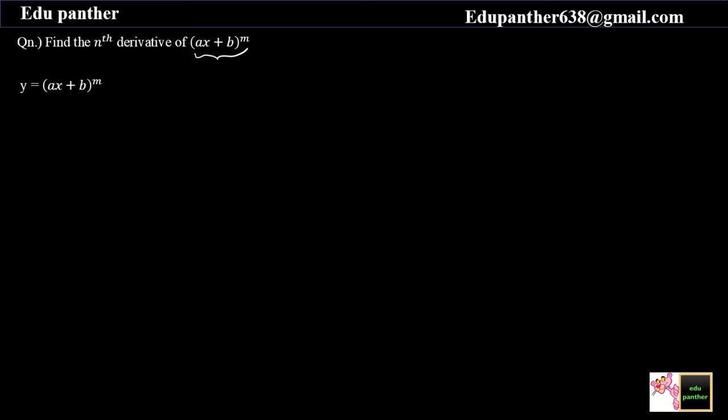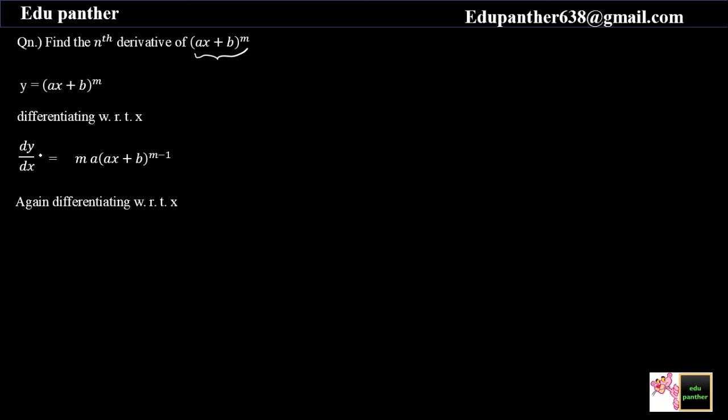So the first step is to differentiate one time. Differentiating with respect to x gives dy by dx equals, the derivative of ax plus b raised to m, which is m times ax plus b raised to m minus 1 into the derivative of ax, which gives us a. So this is the first order derivative. Next step, find the second order derivative. So again differentiate with respect to x.